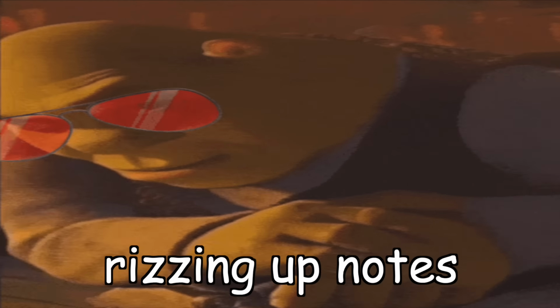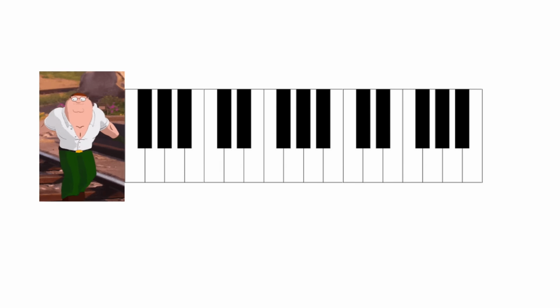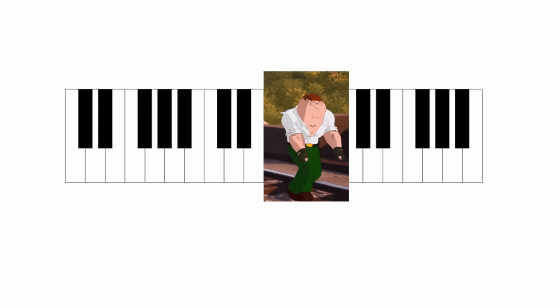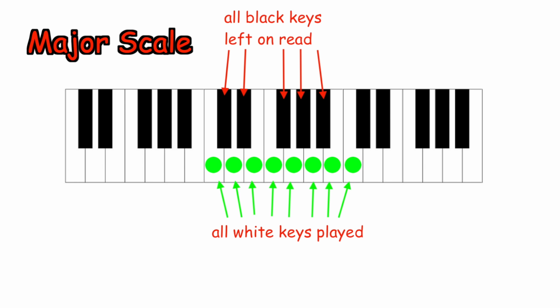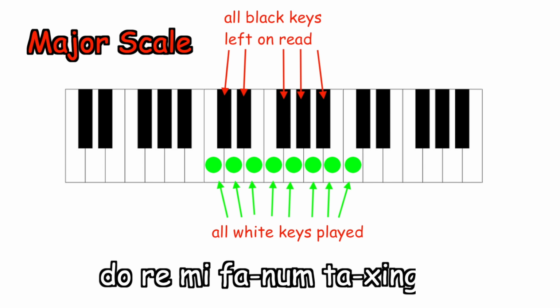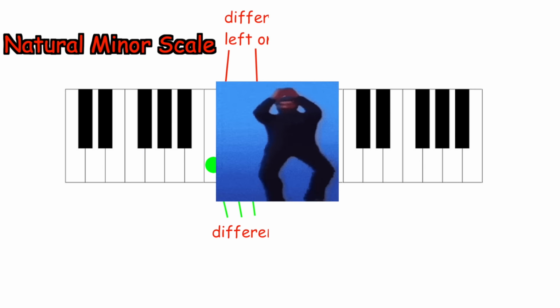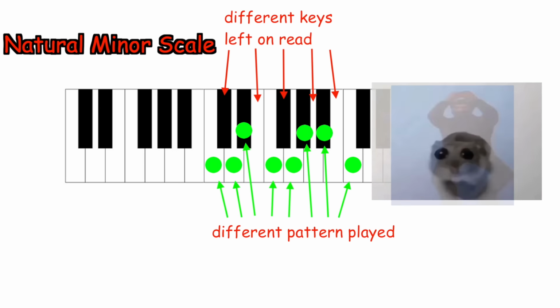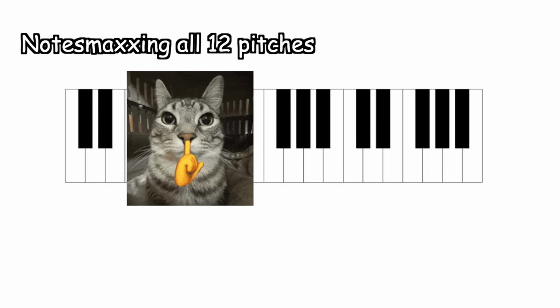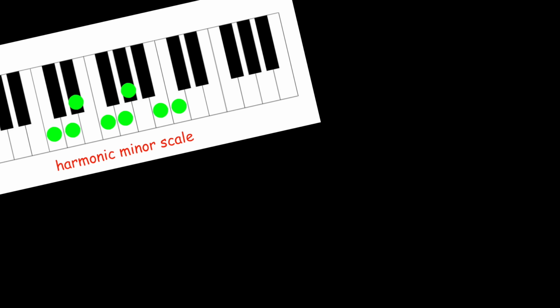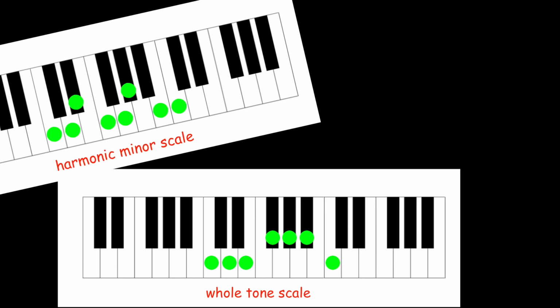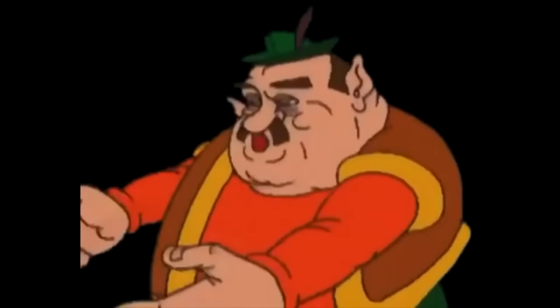Next up, let's talk about scales. Scales are just rizzing up notes in a particular order. If we hit the griddy and skip certain notes in a pattern, we can get stuff like a major scale, giving off W vibes, do, re, mi, phantom, taxing, do, or a natural minor scale, where blood's got that main character backstory. If we note smacks with all 12 notes in order, that's a chromatic scale. Different patterns create different scales, but since we're just covering the basics, I won't yap too much about these.